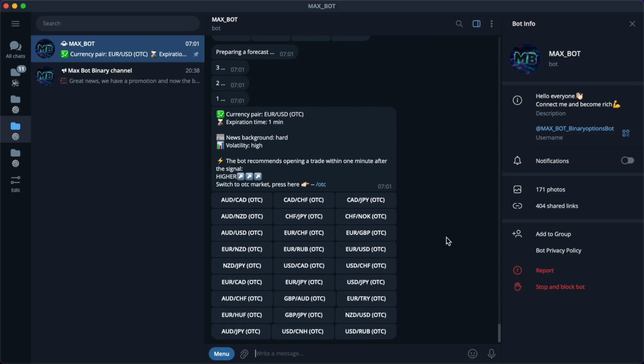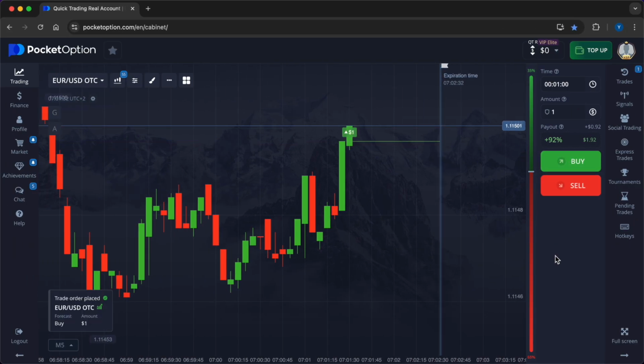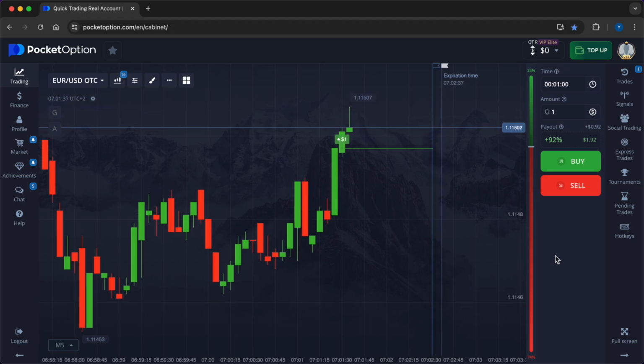Artificial intelligence is very quick to produce a signal. Higher. I've increased the speed of price movement to save you time.